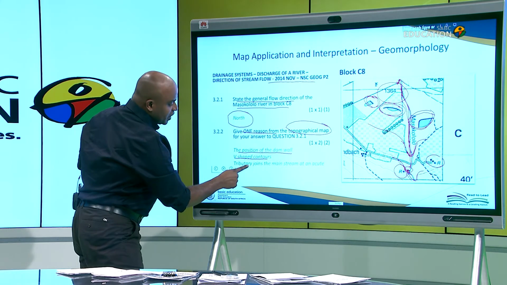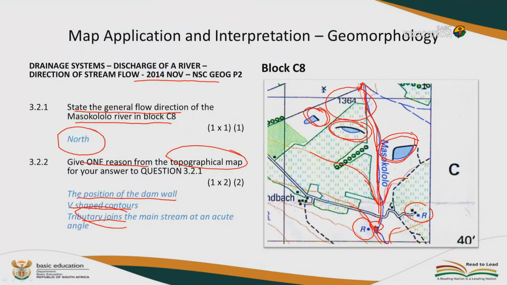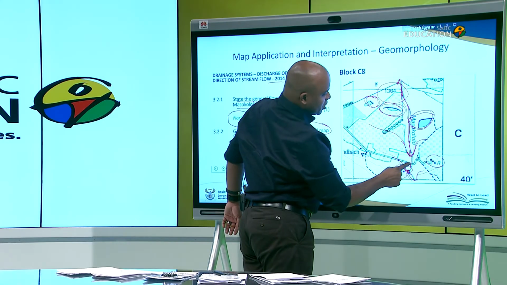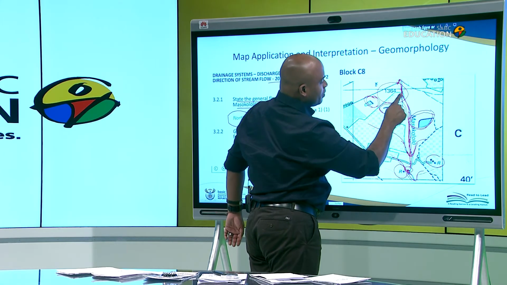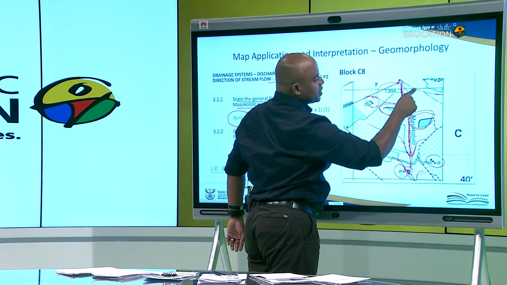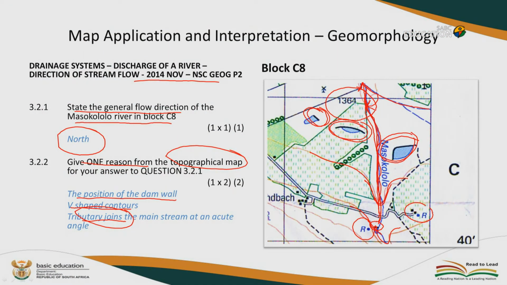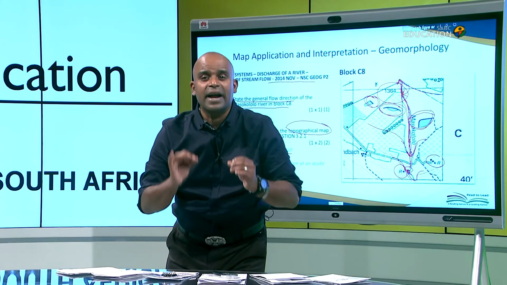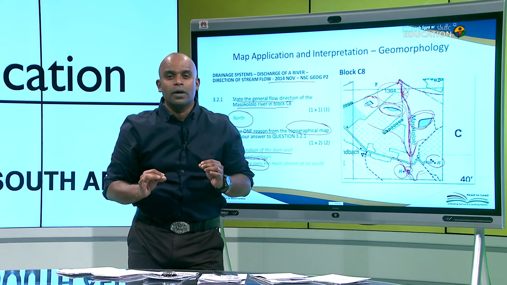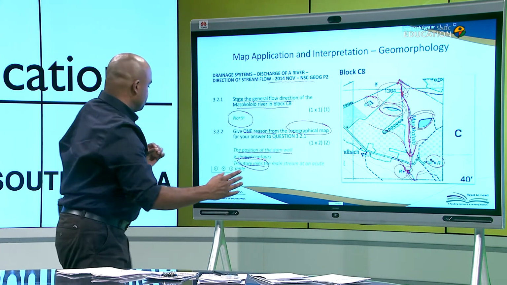And the last one: the tributary joins the main river at an acute angle. Notice in this example, there's your main river and there's the tributary. Look at that angle there. That's an acute angle, and if it's an acute angle, you know that that is the direction of the river flow. Let's look at the next question.